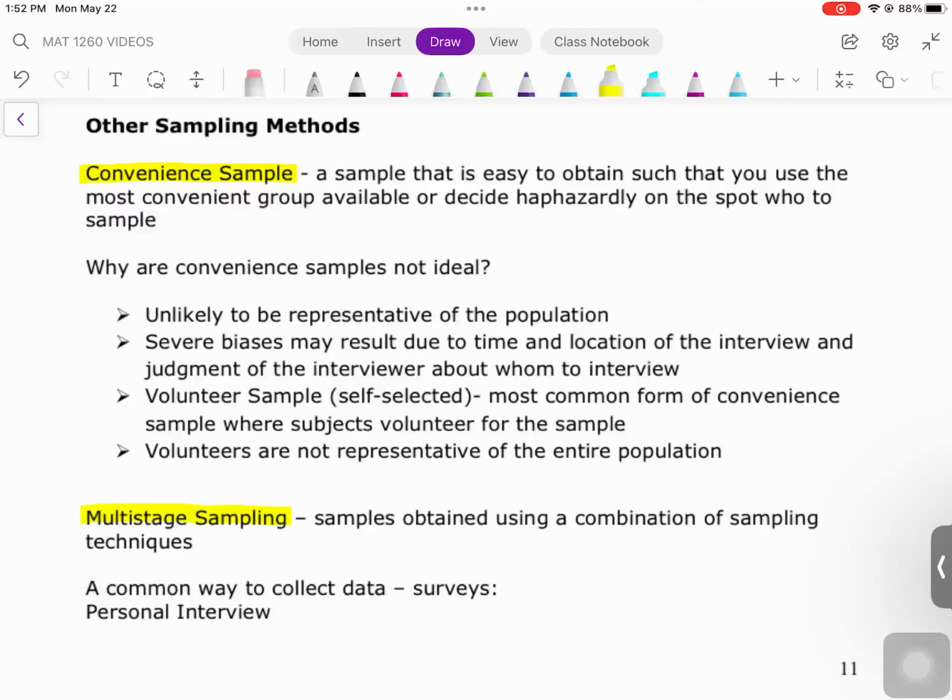Multi-stage sampling includes samples obtained using a combination of sampling techniques.